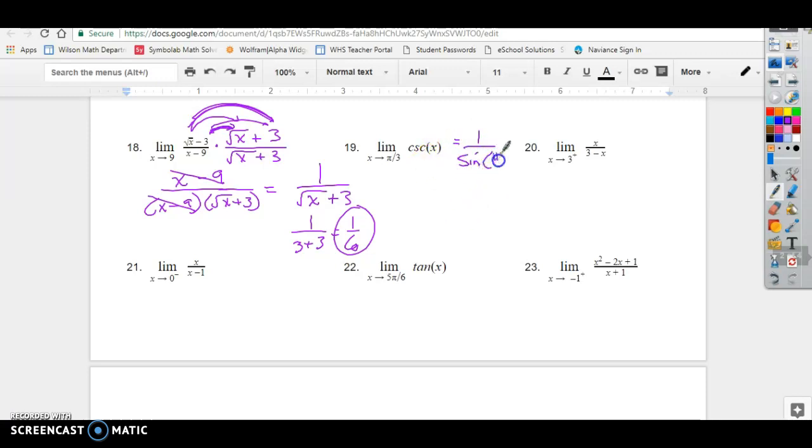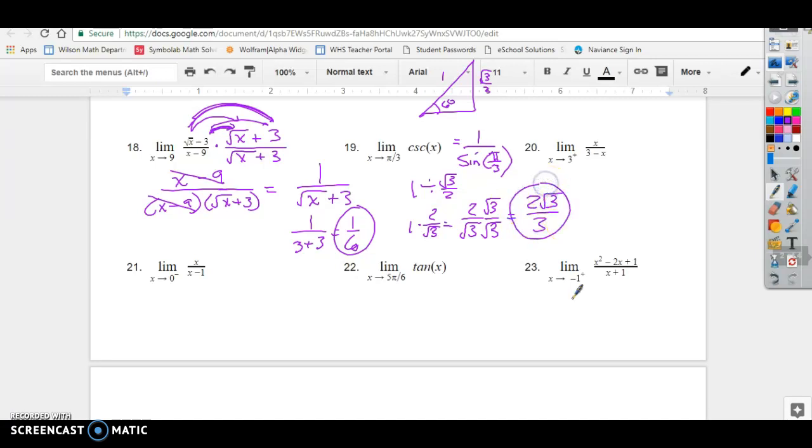And then I'll have pi over 3, which is 60 degrees. On a 60-degree angle, remember, this is 1 and this will be the square root of 3 over 2. So this would be 1 divided by the square root of 3 over 2. Keep, change, flip. So 2 over the square root of 3. Multiply to get that radical 3 out of the denominator. I'm going to get 2 root 3 over 3. That's what cosecant pi over 3 would be.